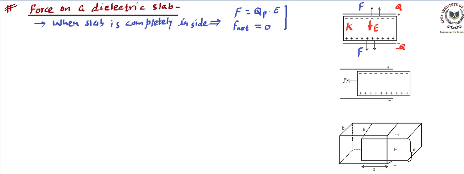That means the final conclusion will be when the dielectric slab is partially filled in a capacitor, then the capacitor tries to pull the dielectric slab to fill it completely, and once it fills completely, then the net force that was acting becomes 0. So net force acts only if the slab is partially inserted and the force tries to pull the slab inside the capacitor. This is going to be our conclusion.